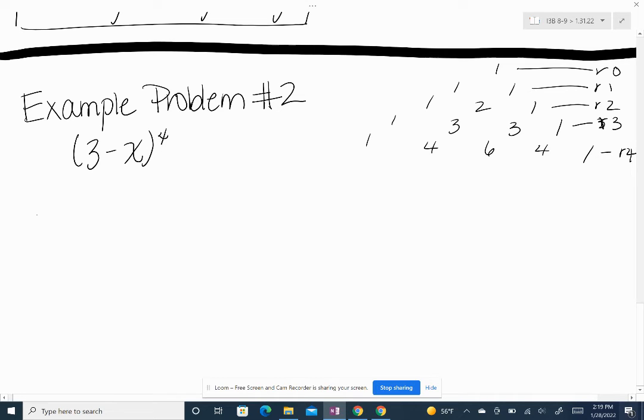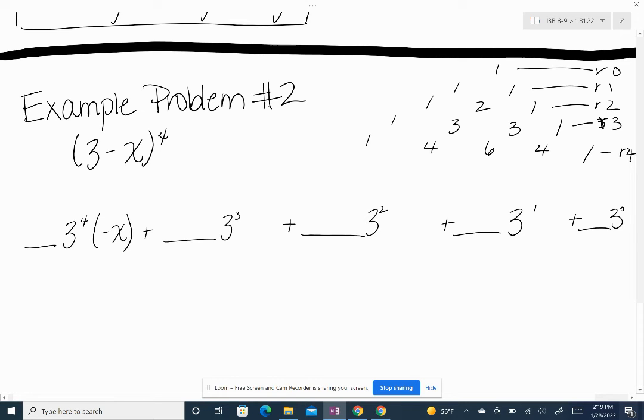Let's take a look at these coefficients. So I'm going to have this 3. So instead of a letter, we're going to be doing it with numbers. Something, 3 to the power of 4, plus something, 3 to the power of 3, plus something, 3 to the power of 2, plus something, 3 to the power of 1, plus something, 3 to the power of 0. Okay, so now we're going to do the same. I'm going to keep a negative x in parentheses though. Remember, this is a negative 1, okay?